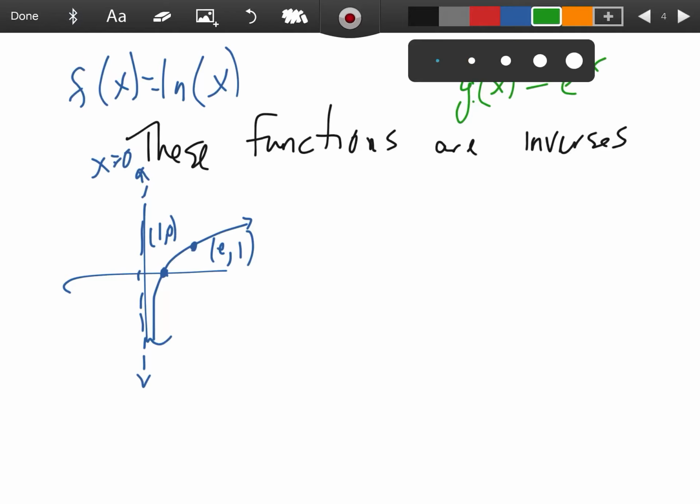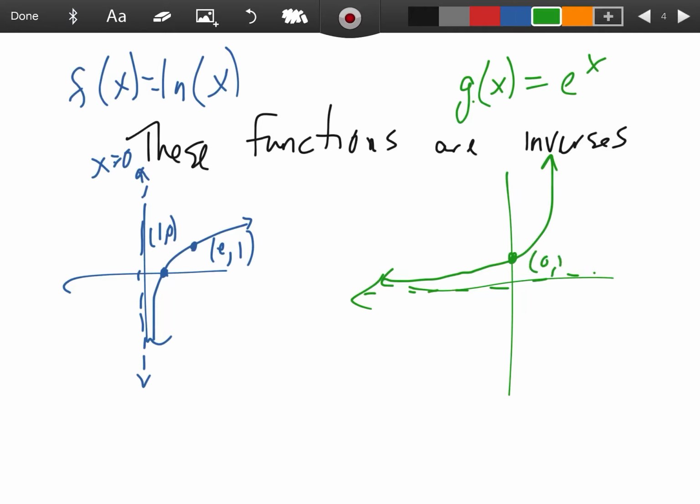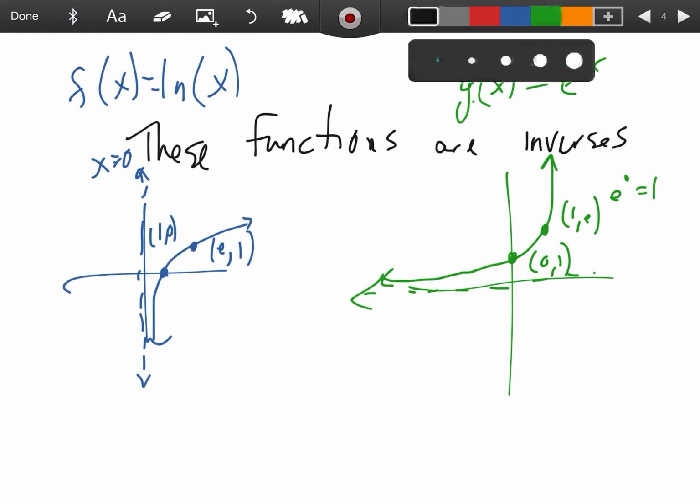That's my fault. And for e to the x, we've got a horizontal asymptote as we go over to the left. We will cross through the y-axis at the point (0, 1) because e to the 0 equals 1. And then we'll also have the point (1, e). If we plug in 1, what's e to the first? It's just e.